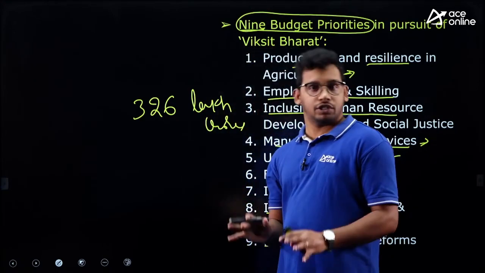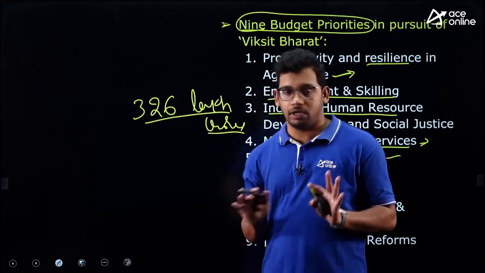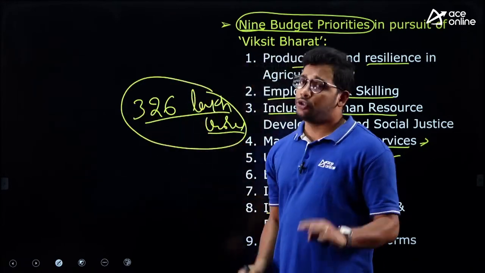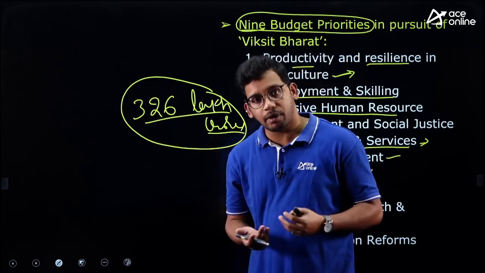326 lakh crores of our GDP. That means in 1 year we are producing this much in our Indian economy. Have an idea over it. See, don't mug up the facts, always link it in a logical manner. You will be able to remember for a longer period.